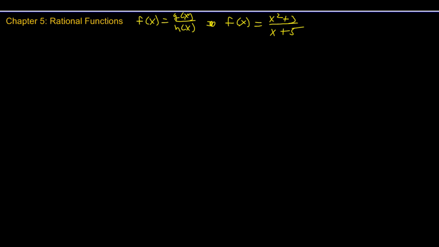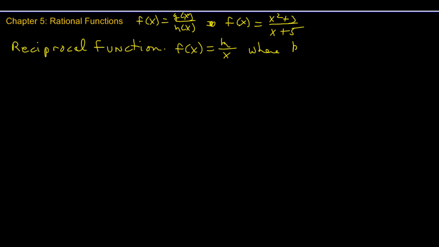We're going to start off, though, by looking at the simplest type of rational function, which is the reciprocal function. The reciprocal function is defined as f of x is equal to k over x, where k is simply a constant.